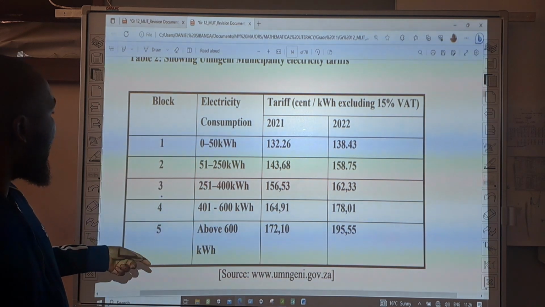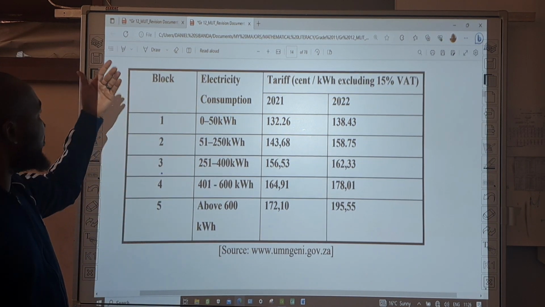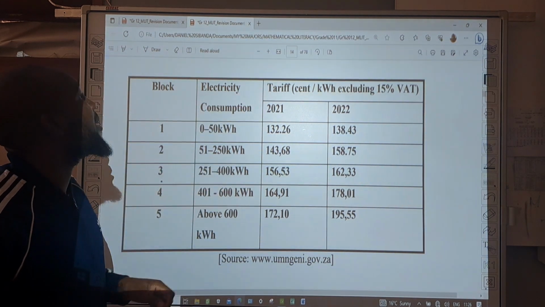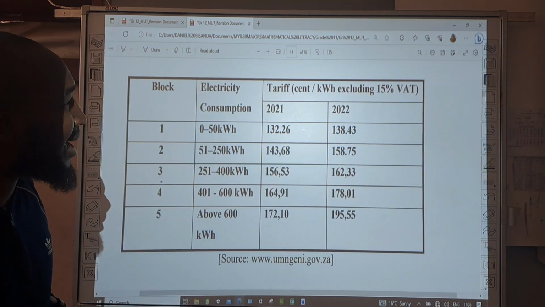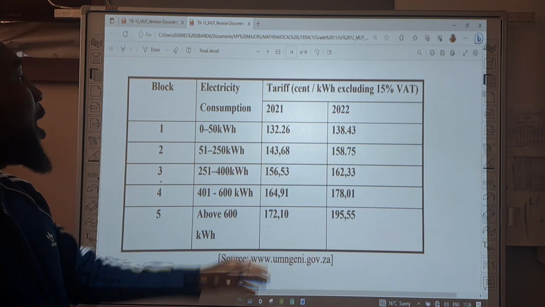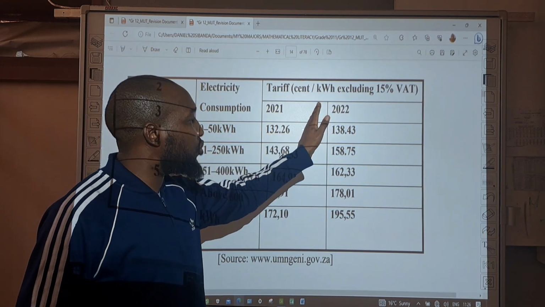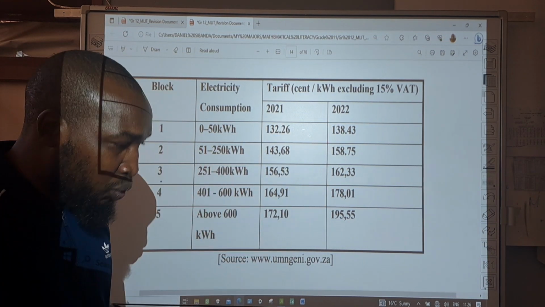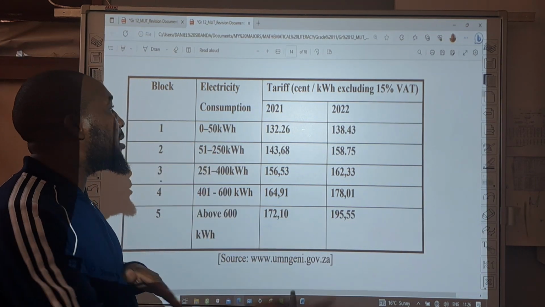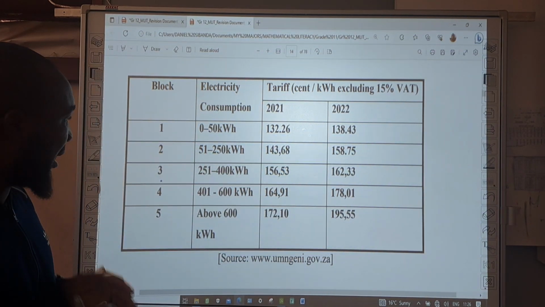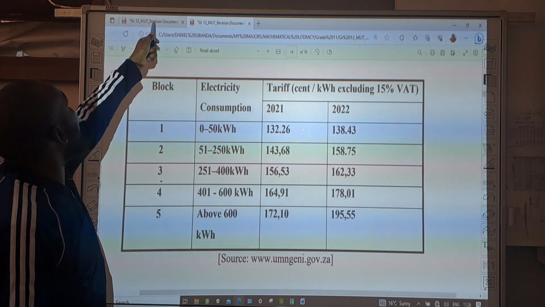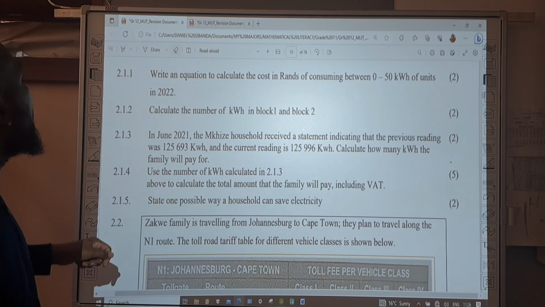So our tariff table has block 1 to block 5. This is very important: tariff cents per kilowatt hour excluding 15% VAT. So the costs for 2021 and 22 do not include VAT. If a question says we must include VAT, then we need to do the needful and add the VAT at the end of the day. So without wasting any time, let's get into our questions and get this done and dusted.